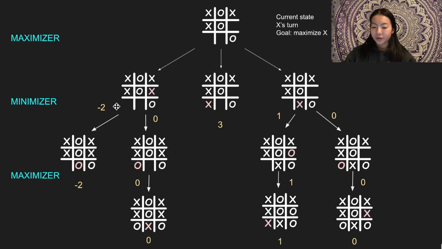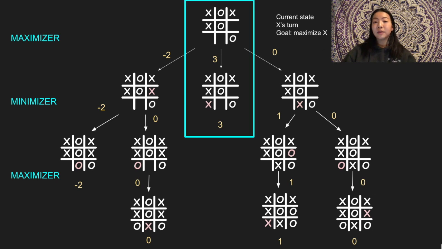The middle is still 3 because there's no additional options after that. And on the far right, we're choosing between 1 and 0. And since 0 is less than 1, the far right has a utility of 0. In the next stage, it's back to X's turn, and we want to maximize X. Between -2, 3, and 0, obviously 3 is the maximum, so we would choose that middle path. So now we know what the most optimal solution is in order to win in the least number of steps possible.